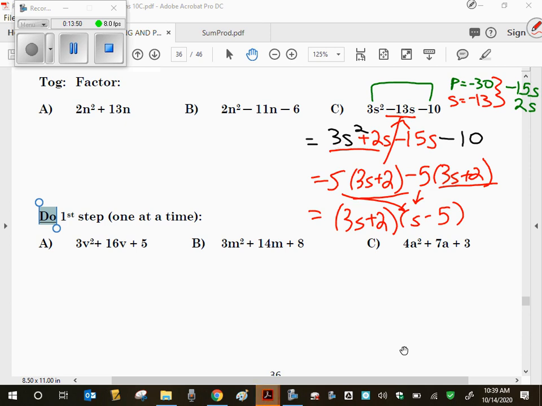So sum product, create a grouping question, make the 3 terms into 4 terms, and then do the grouping question. Okay, let's do one step at a time. In A, just tell me what the sum product is. One step at a time. Here we go. Everyone's got their pens and pencils working? Anybody still copying this down? You got it?